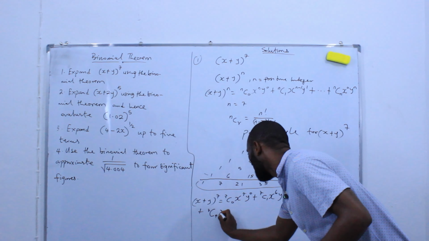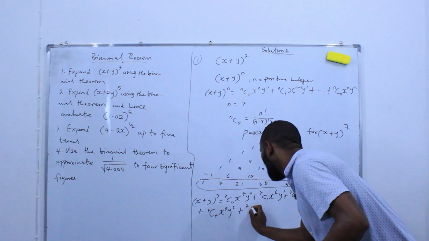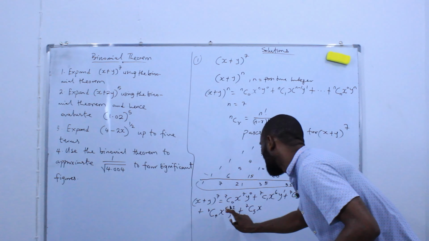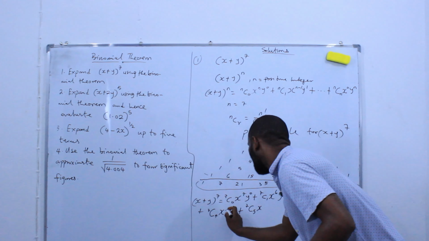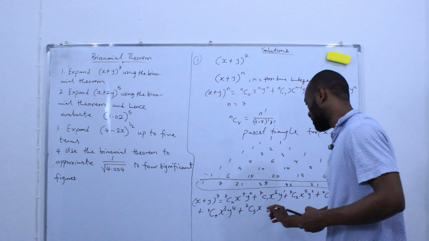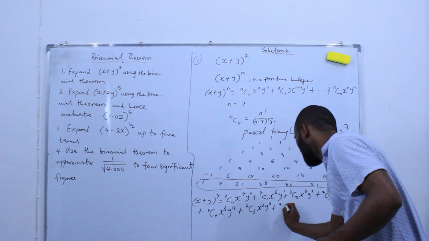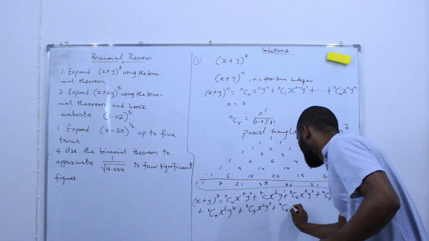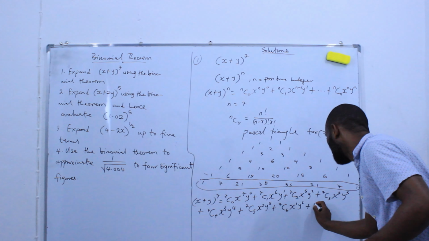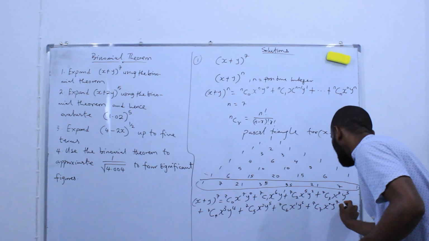7C4, x raised to power 3, y raised to power 4, because as x is decreasing, y is increasing, plus 7C5, x raised to power 2, y raised to power 5, plus 7C6, x raised to power 1, y raised to power 6, and lastly, 7C7, which is x raised to power 0, y raised to power 7.